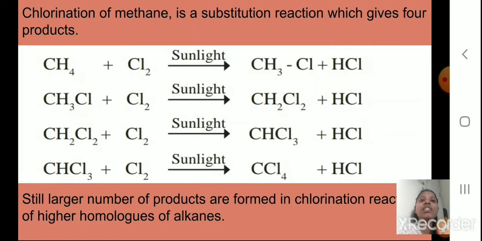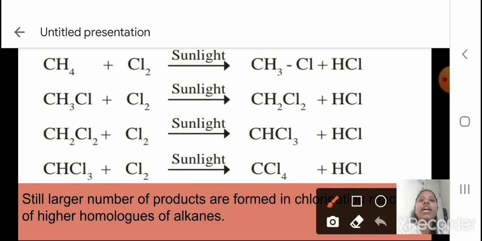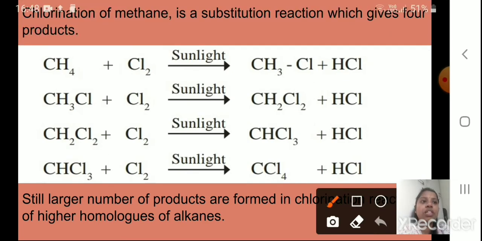So we will see that chlorination of methane is a substitution reaction which gives four products. You can see the reaction here, I am reading the first one. CH4 plus Cl2, in the presence of sunlight, gives CH3Cl plus HCl. So one hydrogen is replaced by chlorine. Then CH3Cl plus Cl2, in the presence of sunlight, gives CH2Cl2 plus HCl.